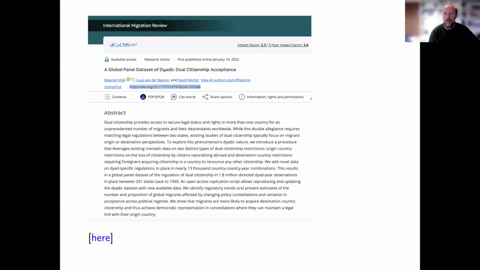So it is really a pleasure to introduce a paper that has just been published in the International Migration Review. And the paper is titled "The Global Panel Dataset of Dyadic Dual Citizenship Acceptance." And I will explain what all of these terms mean.